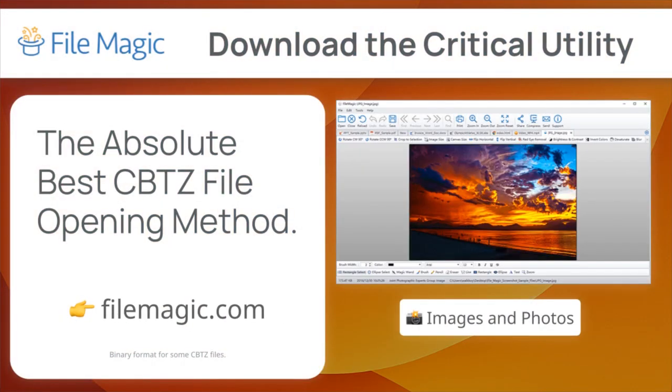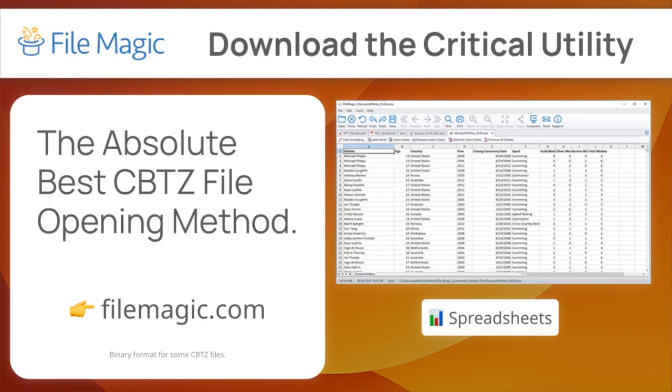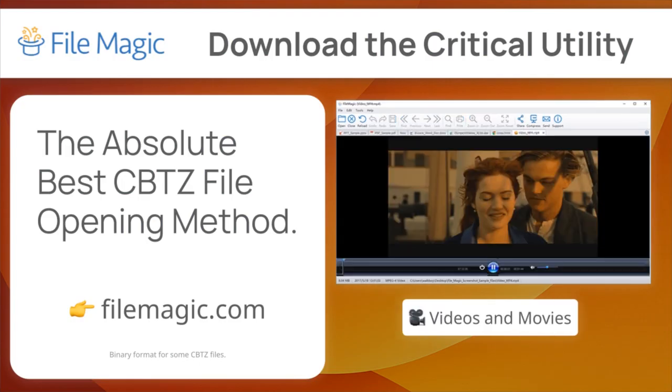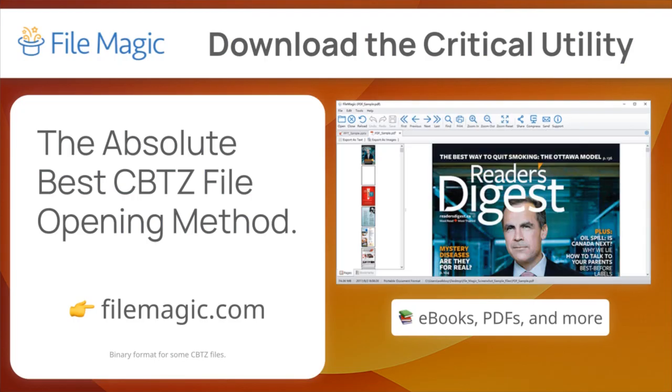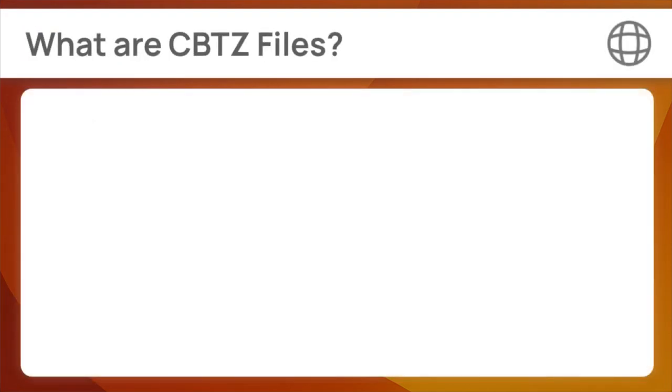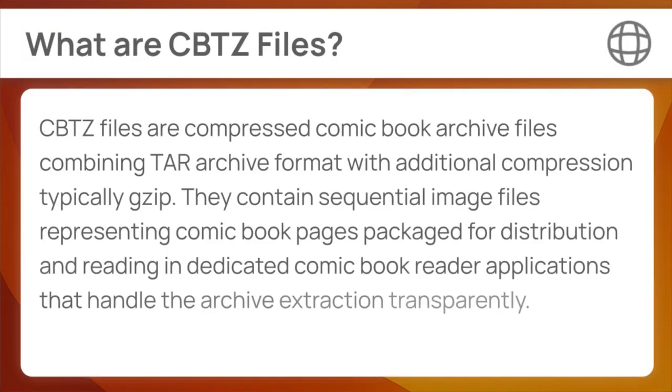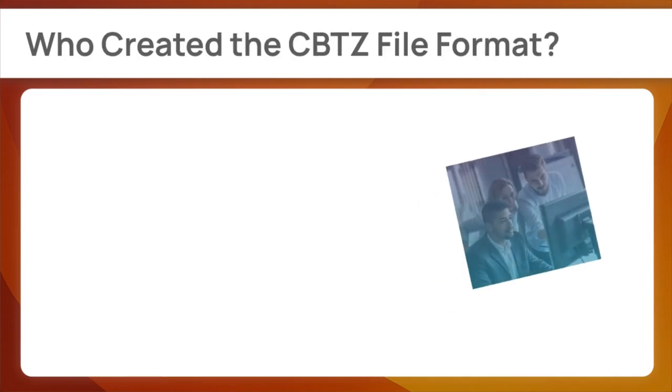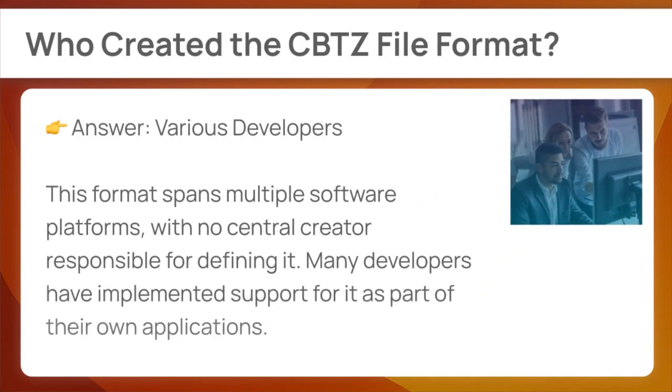We will demonstrate the power of a single CBTZ file inspection application that effortlessly manages complex troubleshooting across all file formats. CBTZ files are compressed comic book archive files combining TAR archive format with additional compression, typically gzip. They contain sequential image files representing comic book pages packaged for distribution and reading in dedicated comic book reader applications that handle the archive extraction transparently.